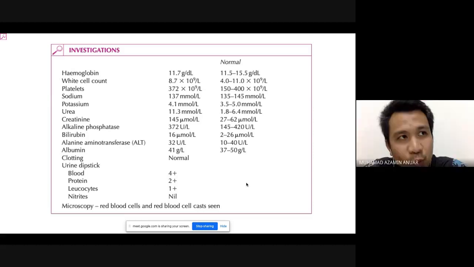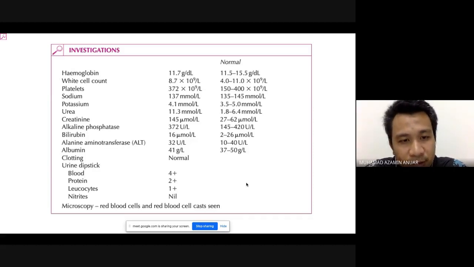So basically, you will have reduced eGFR, right? So basically, your filtration of the blood supply to the glomeruli will be reduced. So basically, that akan reduce excretion of toxin from the body, especially the urea. So that's why you got high urea normally in post-strep AGN. The rest of them are quite normal. Albumin is normal as well. So this is not nephrotic syndrome. Clotting pun normal as well.